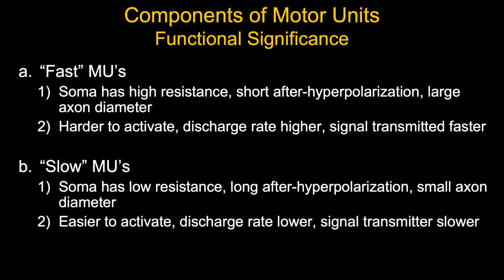The fast motor units have a large soma or cell body and have a high resistance, meaning that it takes a large stimulus for that nerve to depolarize. They also have a short after hyperpolarization period, which means that we can stimulate them rapidly in succession. They also have a large axon diameter, which means that they can propagate the signal quite fast. All of this fancy terminology just means that the fast motor units are much harder to activate, their discharge rate is much higher, and their signal is transmitted faster.